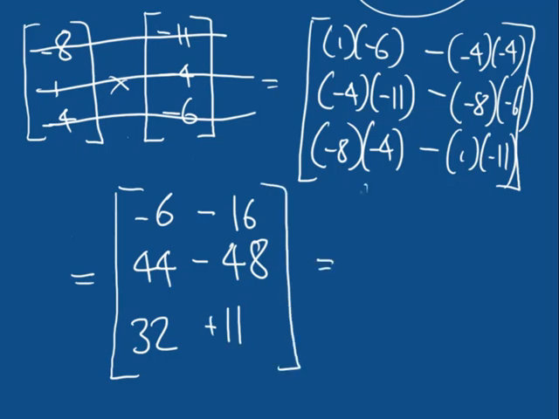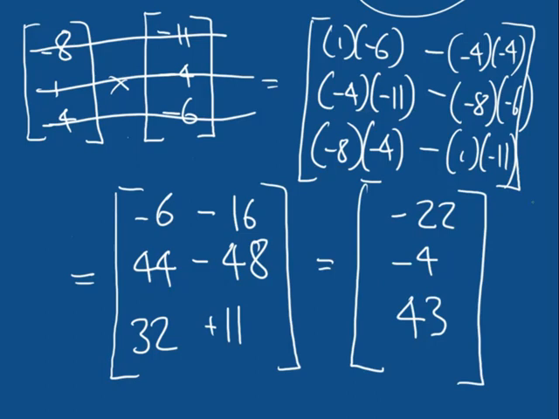Which means we have a vector for the result of our cross product as minus 6 minus 16 is minus 22. 44 minus 48 is minus 4. And 32 plus 11 is 43. So the vector that's the result of our cross product is this vector, minus 22, minus 4, 43.